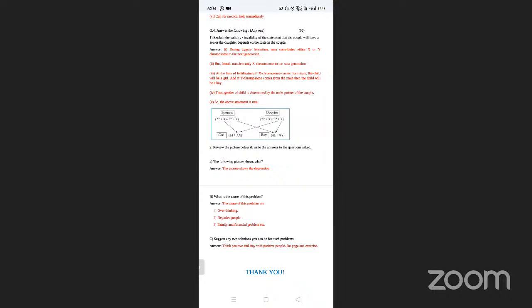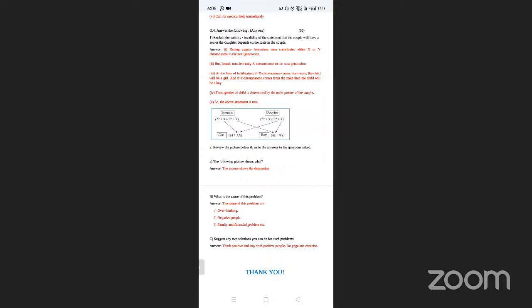The possibility that the child will be a baby boy or a baby girl depends on the male in the couple. So the first point, during zygote formation, man contributes either X or Y chromosome to the next generation, right? In case of males, they have X and Y chromosomes. But the female transfers only the X chromosome to the next generation. Third point, at the time of fertilization, if the X chromosome comes from the male, the child will be a girl. And if the Y chromosome comes from the male, then the child will be a boy. Thus, the gender of the child is determined by the male partner of the couple. So the above statement is true.